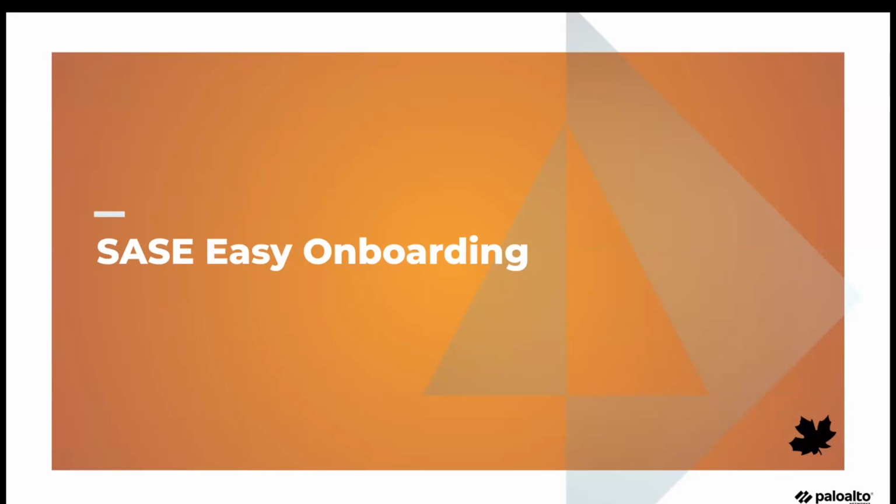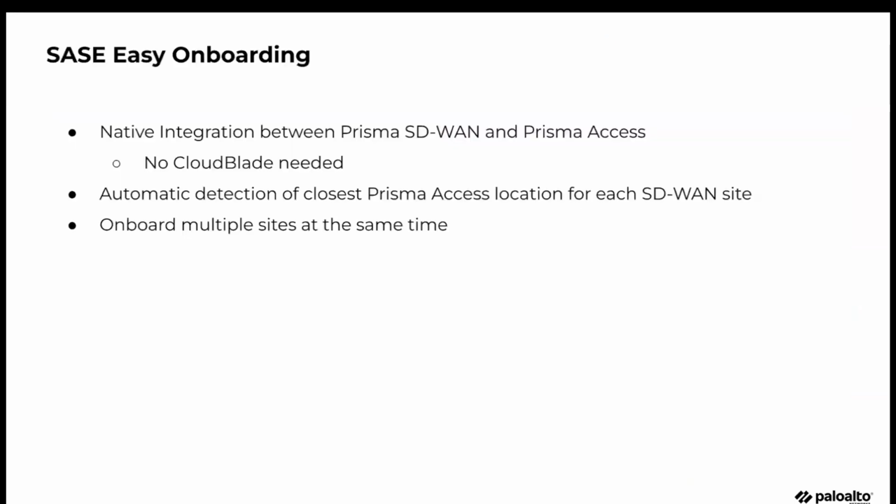We now have native integration between Prisma SD-WAN and Prisma Access. So there is no need for any Cloud Blade. The native integration also provides you the benefit of automatic detection of the closest Prisma Access location for each of your SD-WAN sites. So it will automatically detect which is the closest Prisma Access location to connect to. You can obviously override it if you want to and make it connect to a particular Prisma Access location that you want to connect to.